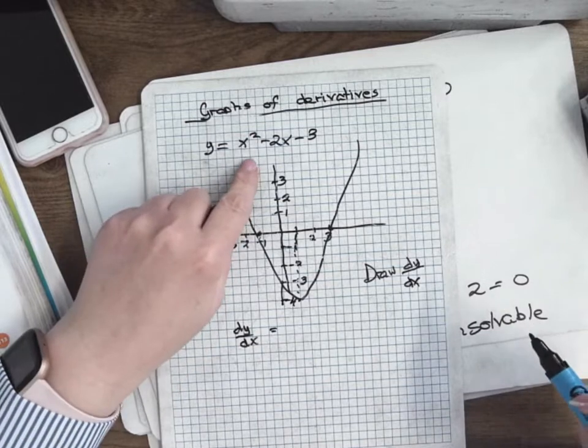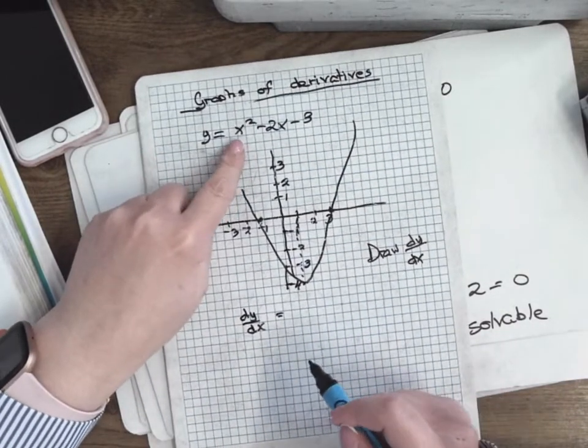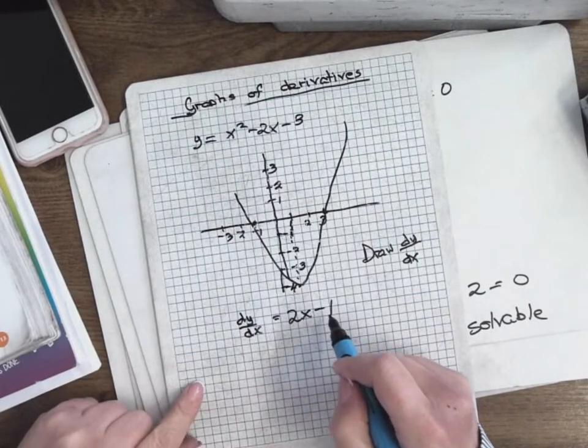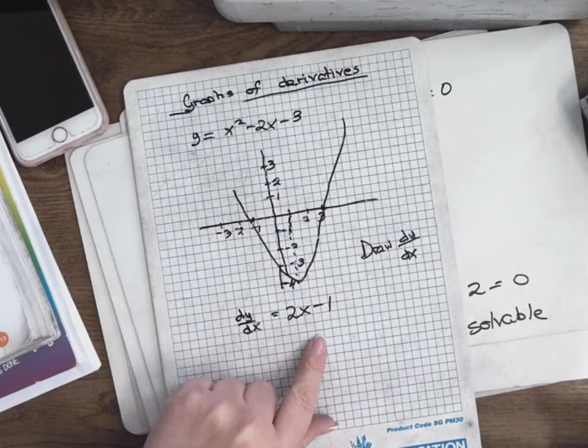So if I was to differentiate this, right? If I was to differentiate that, what would I get? 2x minus 1. What shape would that be? If I was to draw that, what is that?